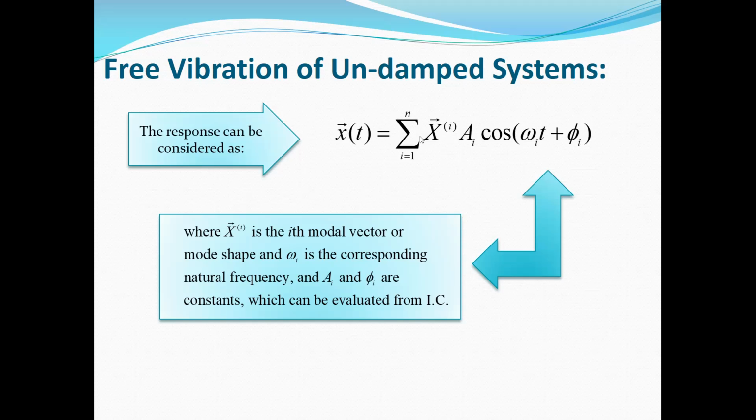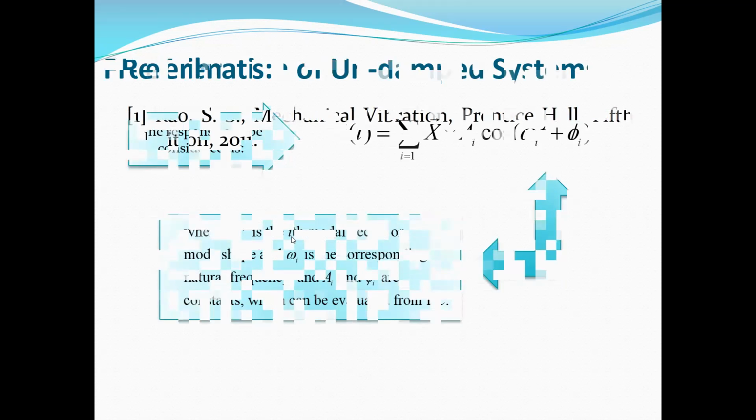And also these mode shapes or modal vectors and omega i, which are obtained in the previous procedure from the characteristic equation or frequency equation, you can obtain them. Of course, they are also called the eigenvalue and eigenvector for the response. Okay, any questions so far?